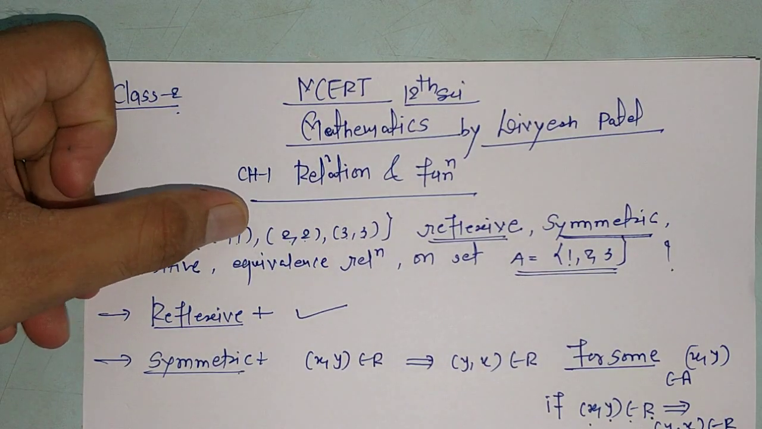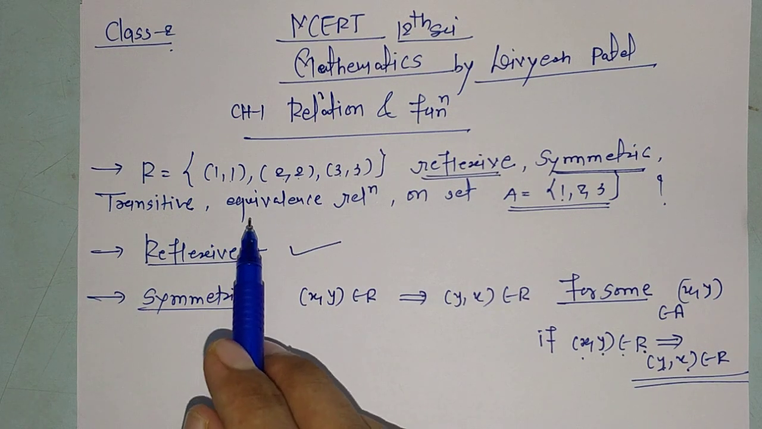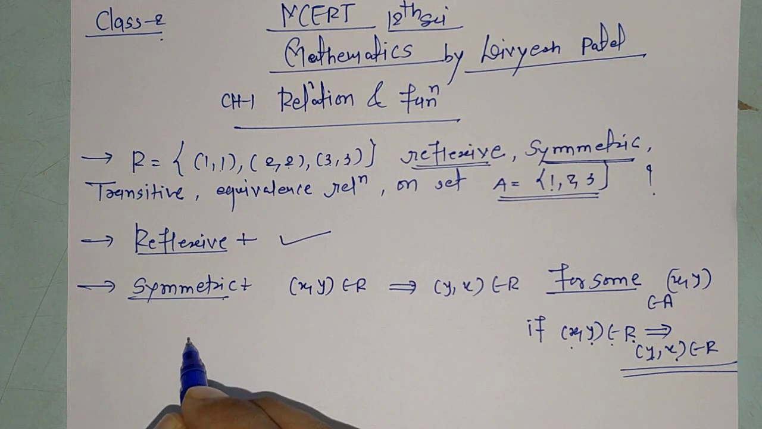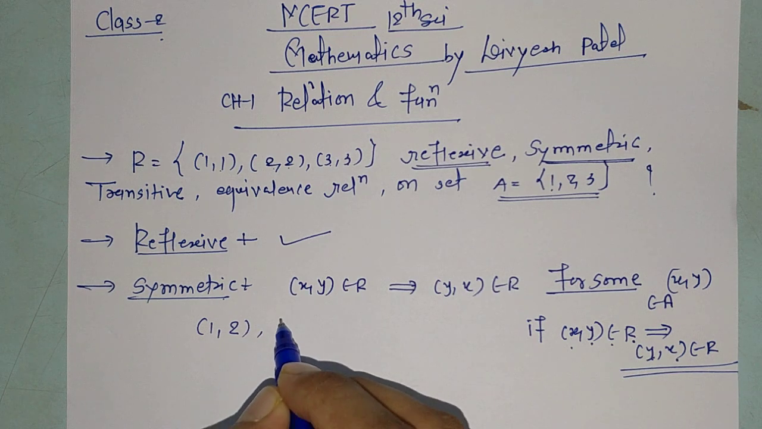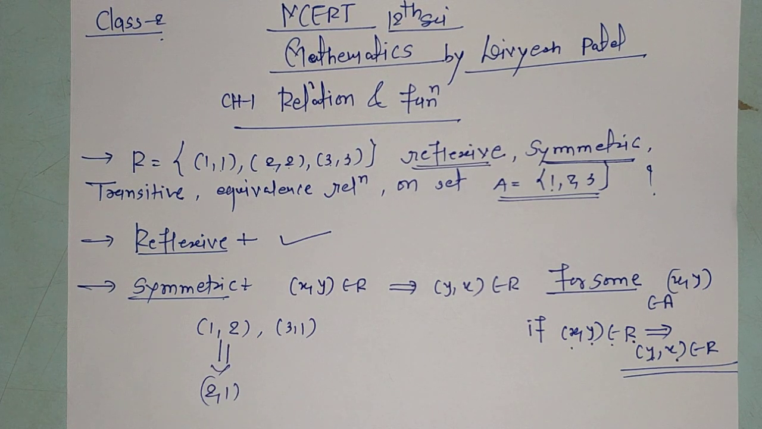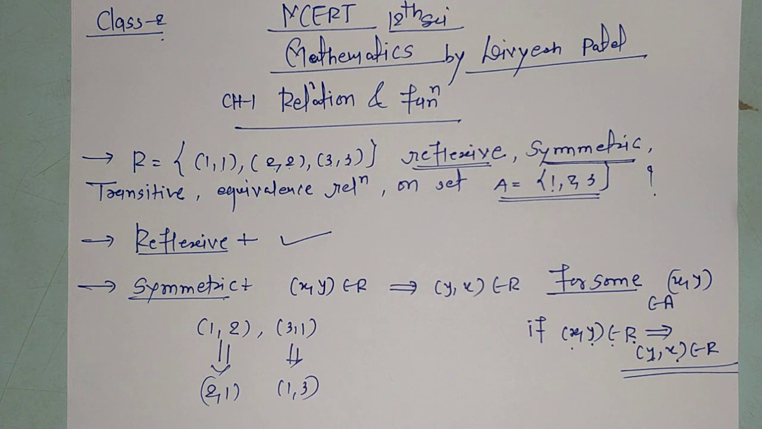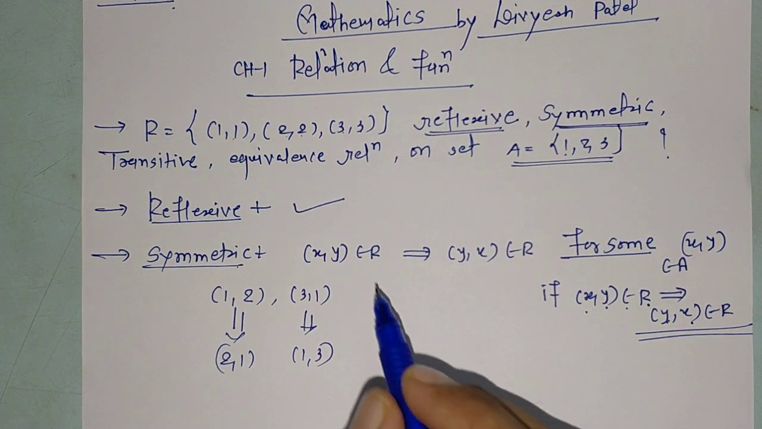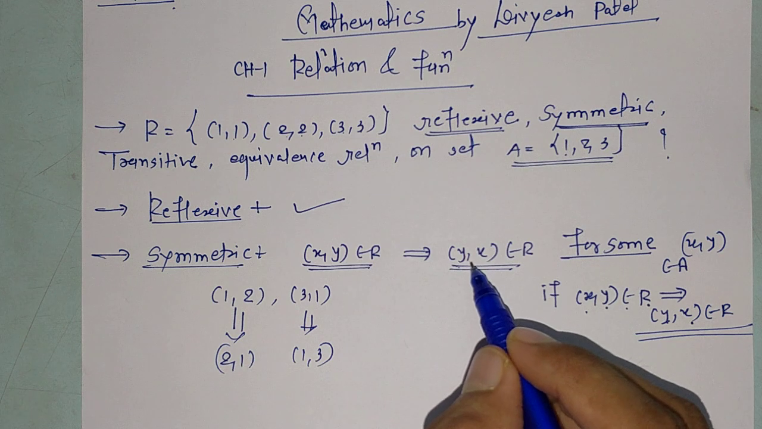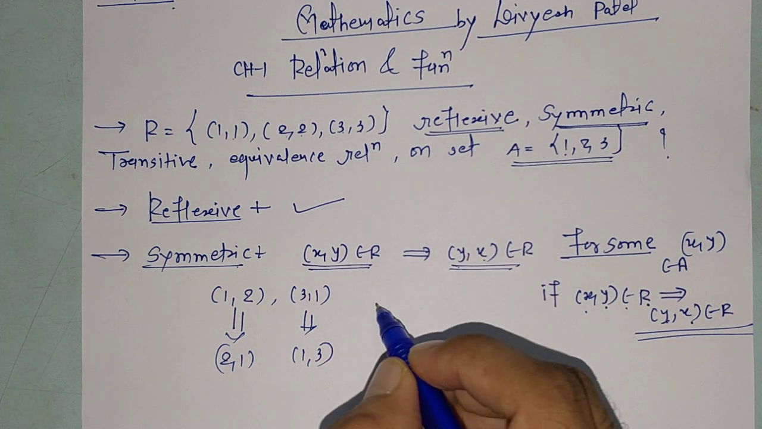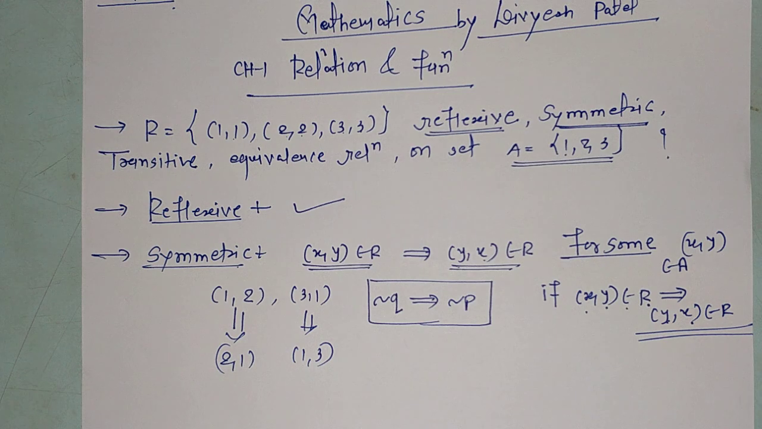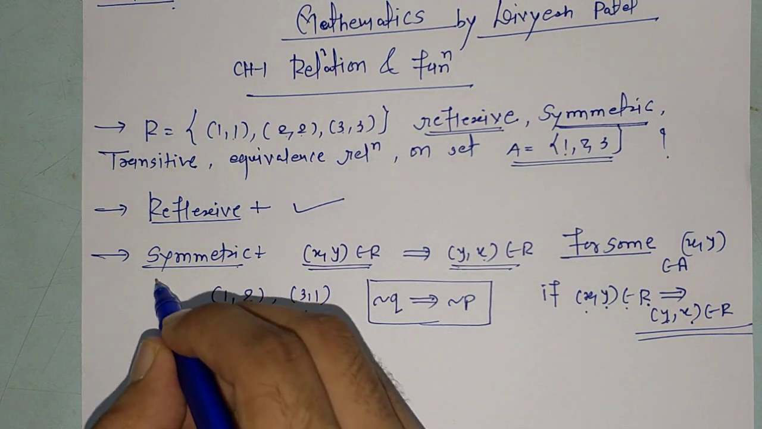Now observe the relation {(1,1),(2,2),(3,3)}. There is no such ordered pair in the relation, like (1, 2) or (3, 1), for which (2, 1) must be in R, or for which (1, 3) must be in R. As there is no such pair in R, there is no such (y, x) in R. This is the method of contrapositive, that negation of Q implies negation of P. So by the method of contrapositive, the relation is symmetric, and symmetricity is satisfied.